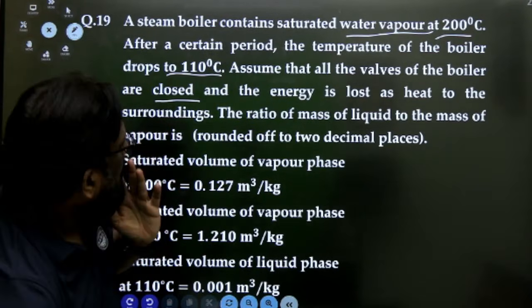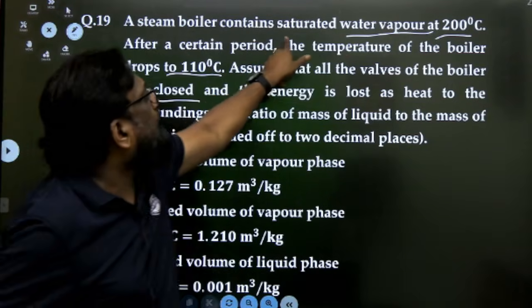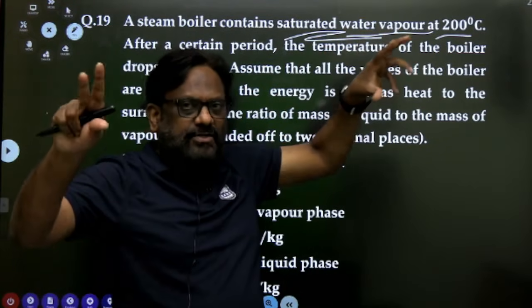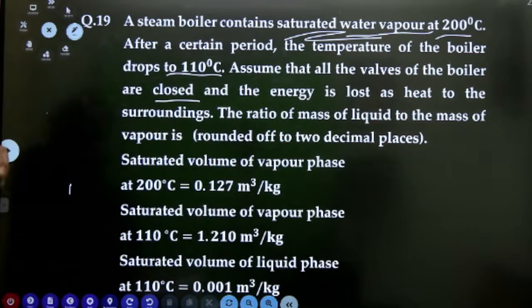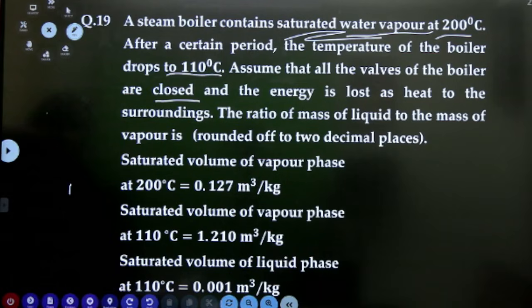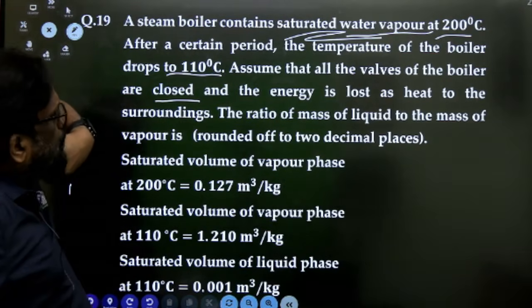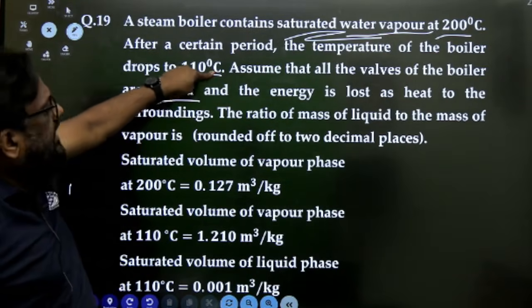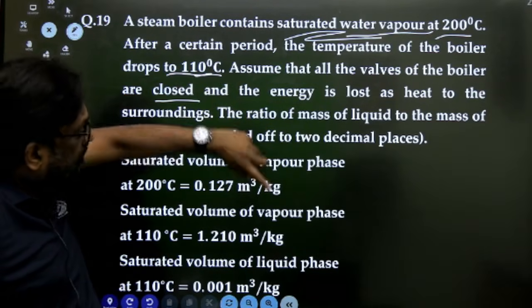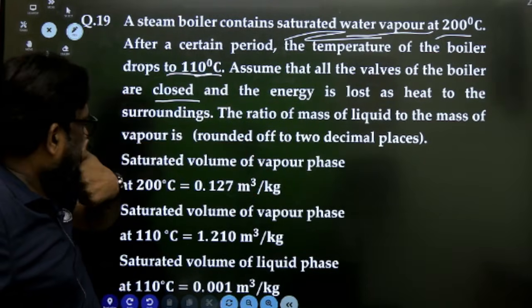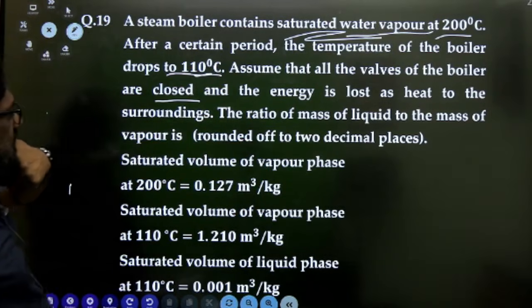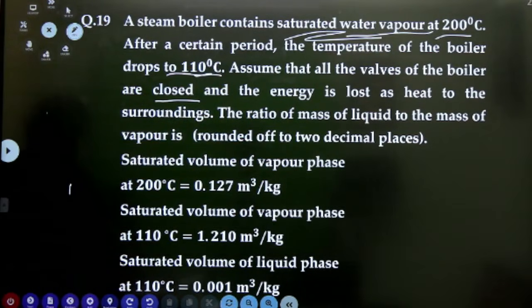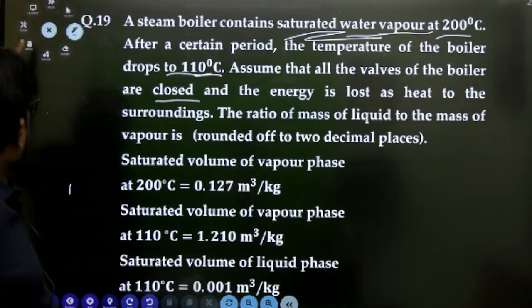Actually there is a boiler, in it there is saturated water vapor, sir, meaning at state G saturated water vapor at 200. And it starts losing heat and the temperature drops down to 110. And he is asking finally, when it loses heat and reaches 110, what is the ratio in the final condition, the ratio of liquid mass to the vapor mass. Okay, this is what is asked, sir, ratio of liquid mass to the vapor mass, and other conditions are given.